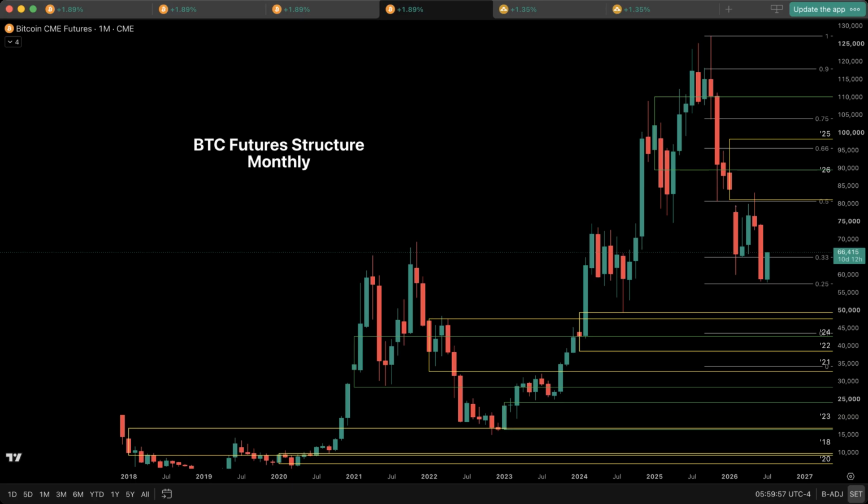The account protected small profit. That fits the monthly field. The market was not in clean downside expansion. It was still reacting from lower monthly memory. Then, July 13th, Asia launched.